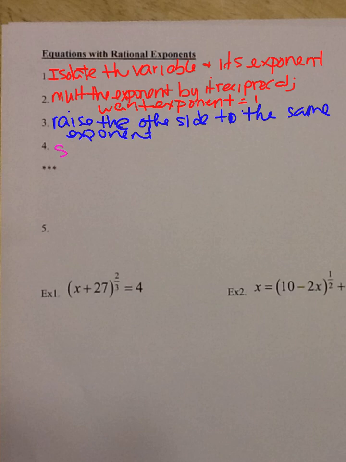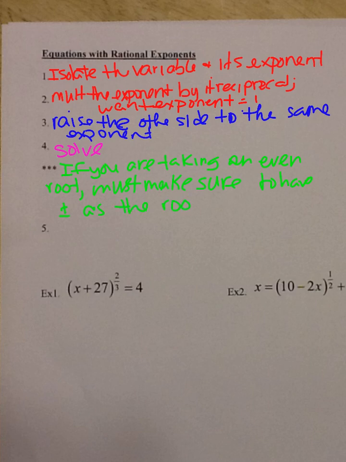Okay, step 4 is to solve. Now I have these stars here. So now when you're solving, if you are taking an even root, you must make sure to have the plus minus as the root. And step 5 is to check. Okay, so I'm just going to push this up.